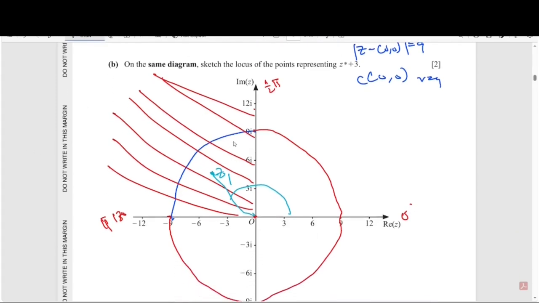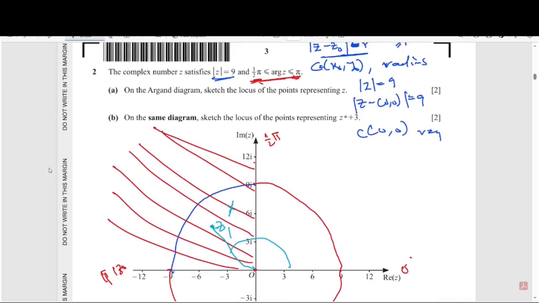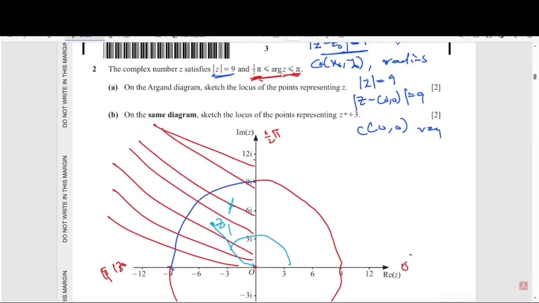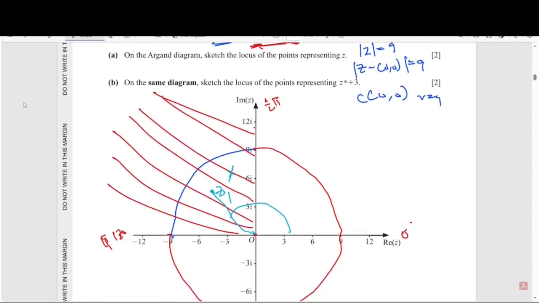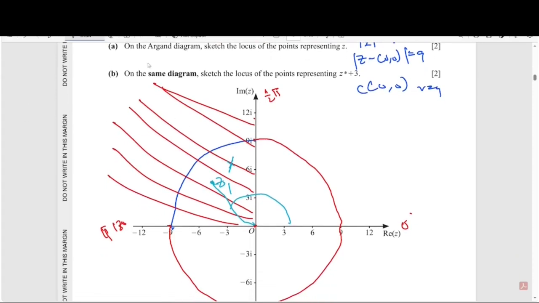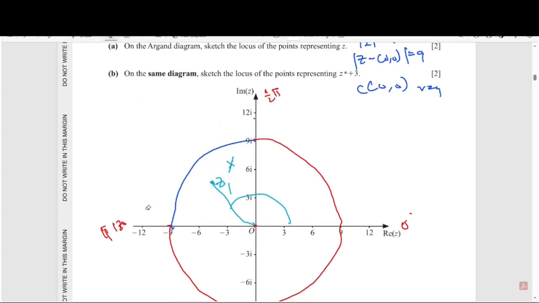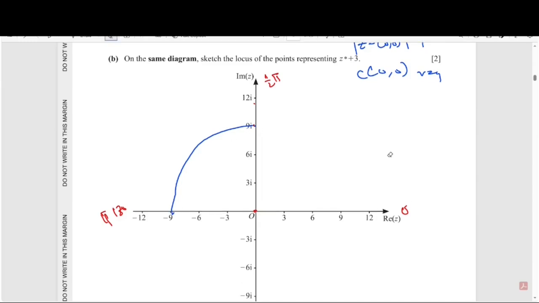So all points below the blue line will not satisfy the first curve, and all points outside the blue line, or above the blue line, will also not satisfy the first curve, but will only satisfy the second curve. Therefore, the answer we're looking out for will be just the blue line. So every other thing will be erased except the blue line, and that becomes our curve. So that's it. Our curve is just an arc in the second quadrant.